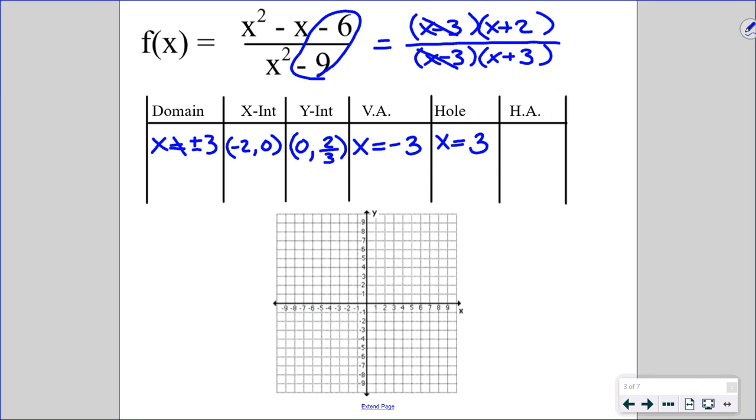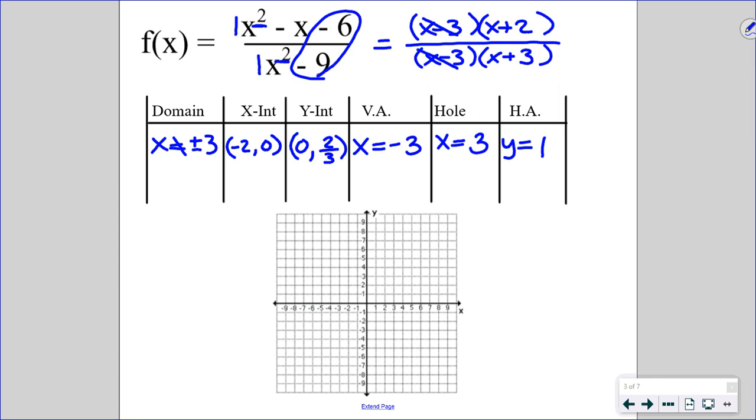Okay, to find the HA, we're now going to go to the front. Compare the degrees. The degrees are the same. So the HA is the ratio of the leading coefficients. 1 over 1 equals 1. So your HA is y equals 1.